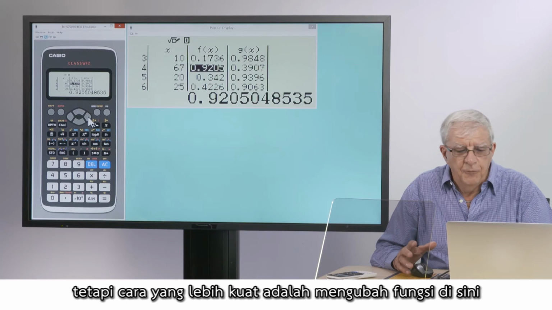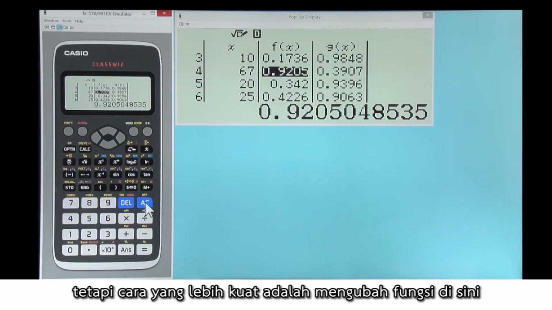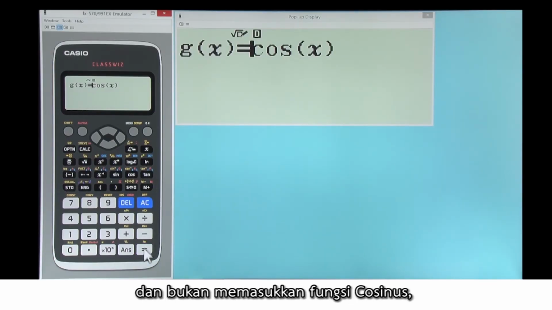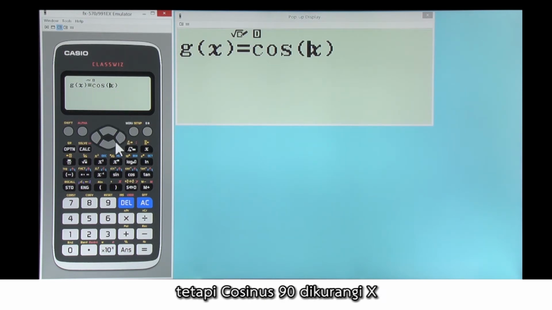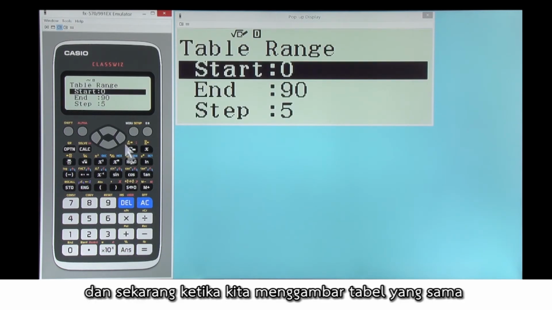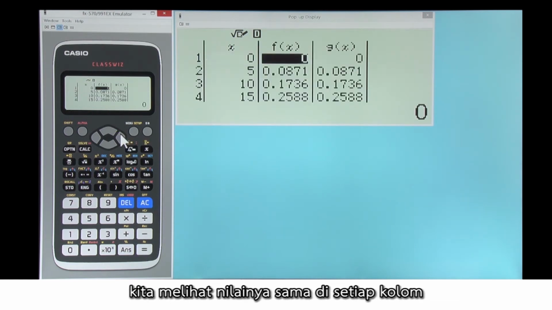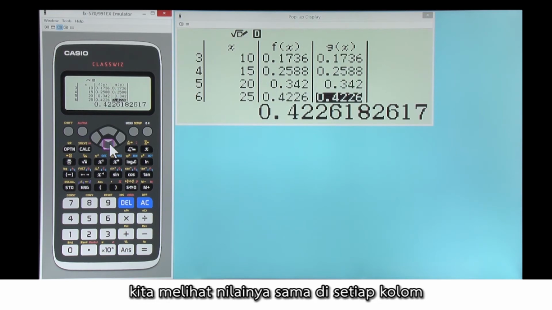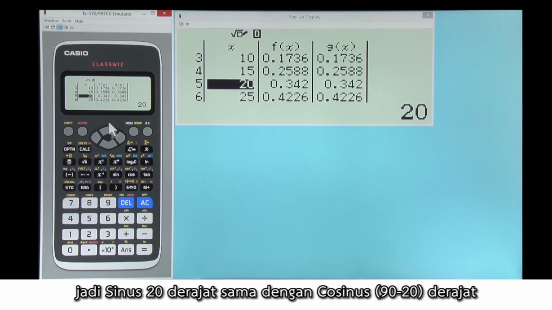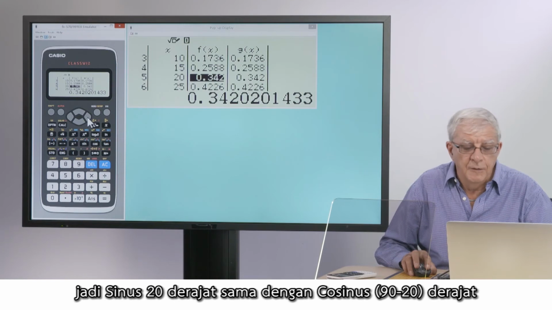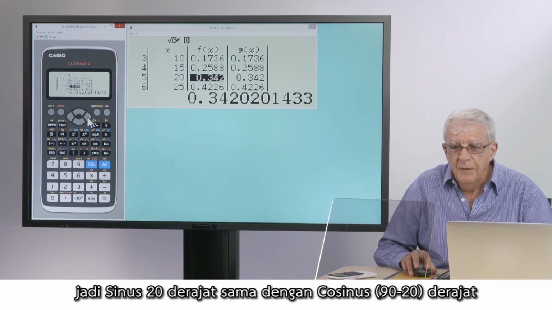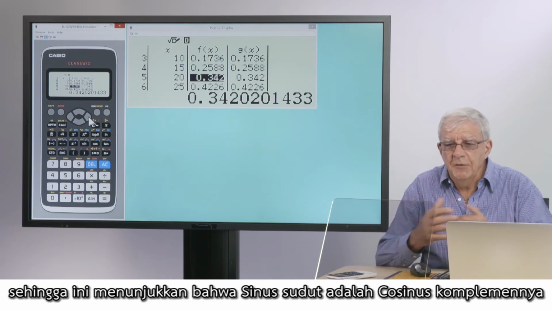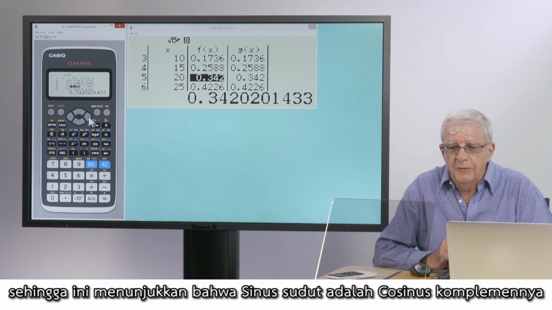But a more powerful way is to change the function here, and instead of having the cosine function, we'll put the cosine of 90 subtract x. And now when we draw the same table, we see the values are the same in each column. So the sine of 20 degrees is the cosine of 90 subtract 20 degrees. So these suggest that the sine of an angle is the cosine of its complement.